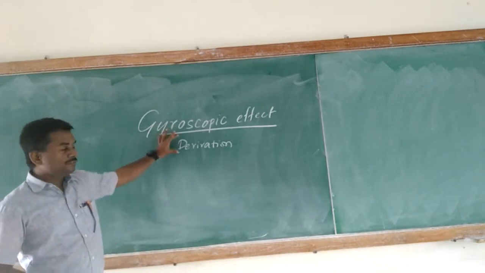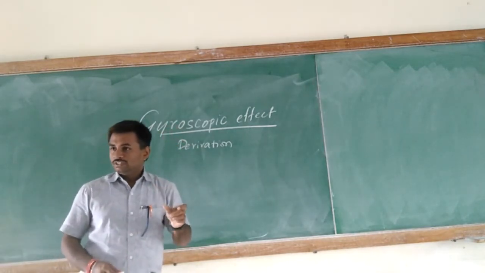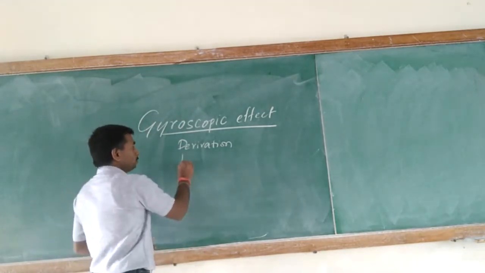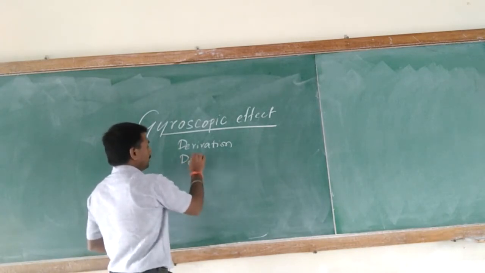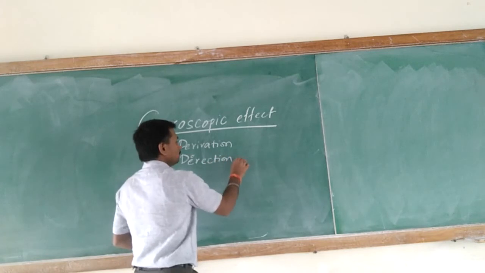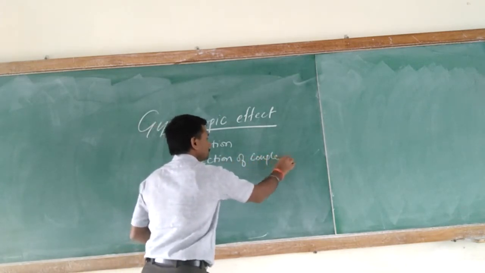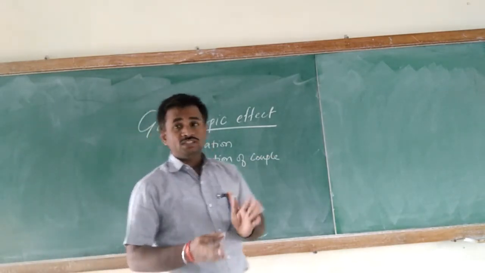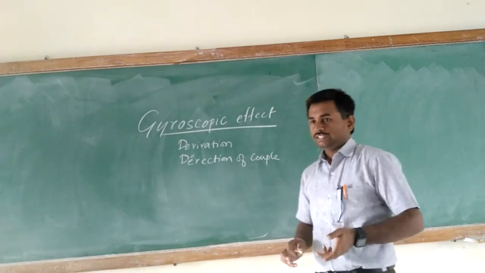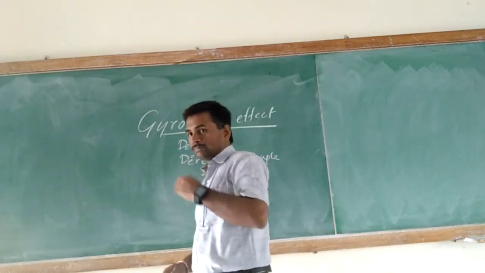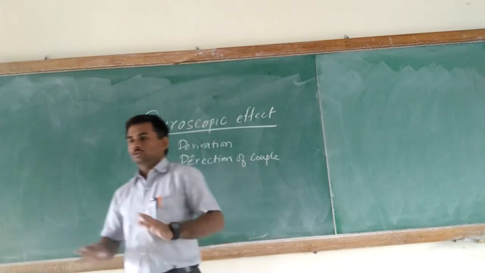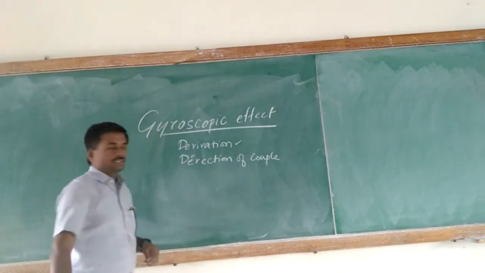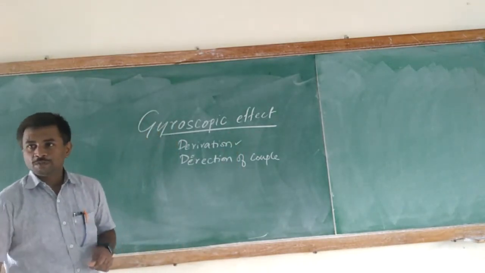Fine. Now in the problem, apart from the value of gyroscopic couple, we will also have to predict in what direction the couple will act. So we have to know how to detect the direction of couple. There are various different methods in which we can predict the direction in which this couple will act. We will see one or two of the methods, and you can conveniently use whichever is suitable for you. Okay. So first, the derivation.